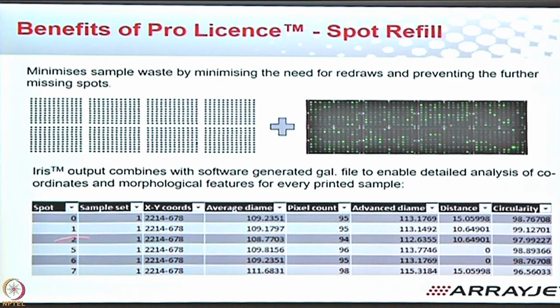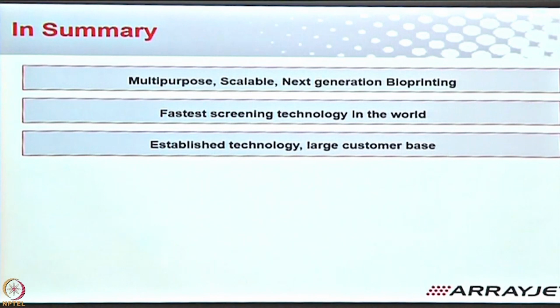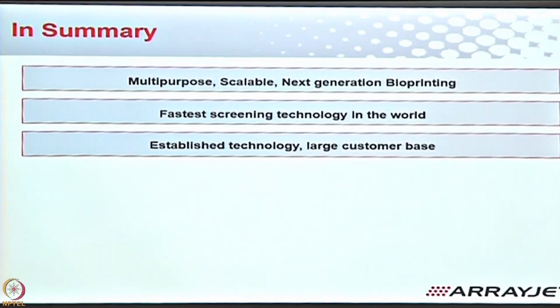So it gives you complete details to be able to verify or plot a standard curve or get a paired t-test, etc. So to conclude, it's multi-purpose, it's scalable, it's obviously the next generation of printing, it's the fastest technology in the market, and it has a large customer base, which is why it's important to address issues in proteomics in R&D more than established industries, because here we are at a stage where we are trying to develop something and we need technology that can help us develop it faster and more accurately.